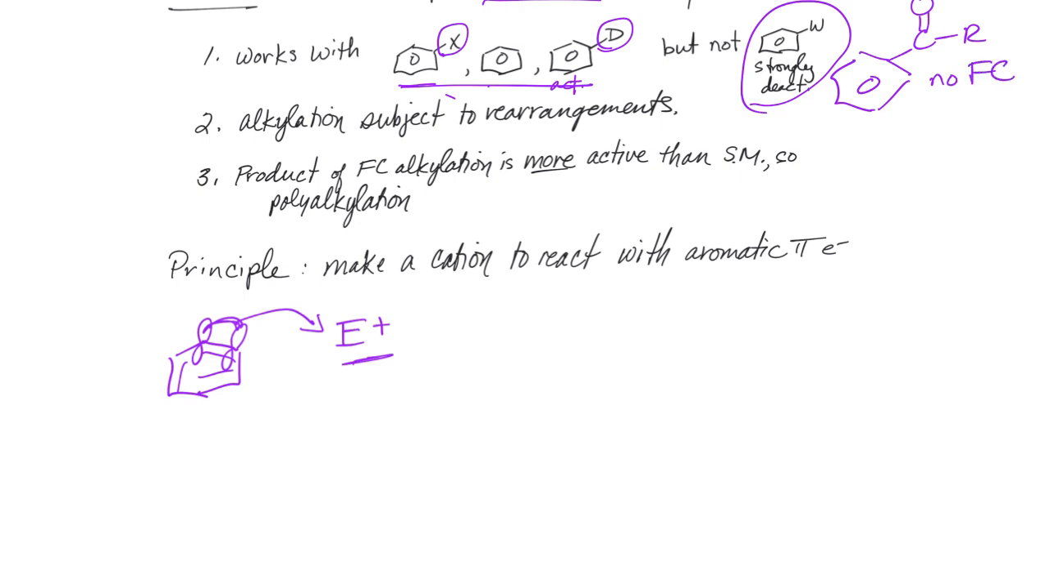No Friedel-Crafts. Okay? The Friedel-Crafts alkylation will also be subject to rearrangements anytime you can get a better carbocation. So carbocation rearrangements. And also the product of a Friedel-Crafts alkylation is more active than the starting material, so polyalkylation is likely. But let's consider a Friedel-Crafts alkylation just to get started.